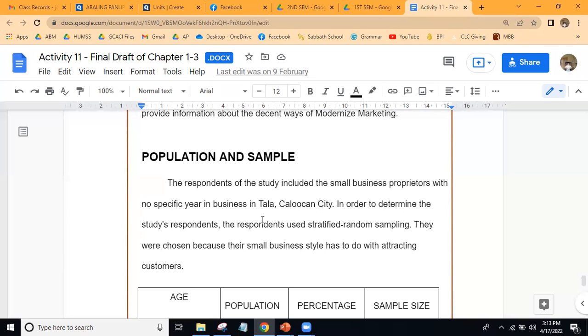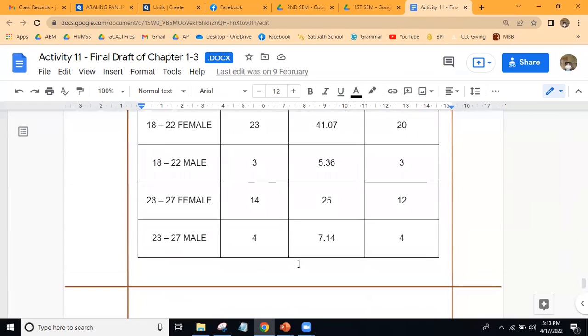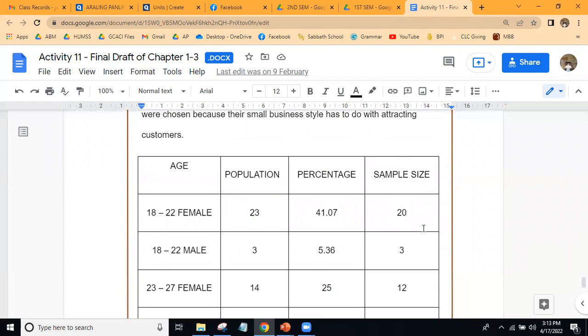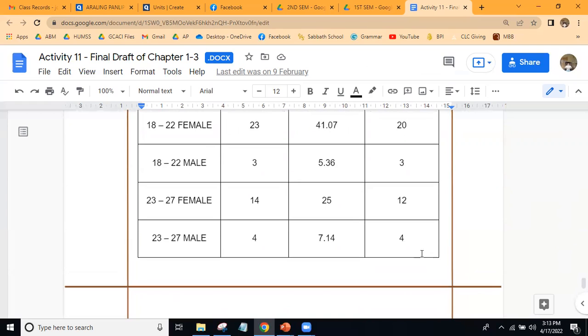So the respondents of the study include a small business proprietorship with no specific year in business in Tala, Caloocan City. So Tala pala sila, magkakaroon ng survey. In order to determine the study's respondents, the researcher used stratified random sampling. No? Na-discuss na natin yan, stratified random sampling. They were chosen because their small business style has to do with structured customer. No? Yan.